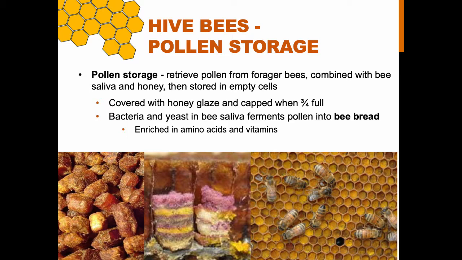And then they just let it sit for a while. During this time, the pollen is going to ferment, because it's been mixed with saliva. So they've introduced some bacteria, some yeast, and it's going to ferment into something that we call bee bread. Basically, bee bread partially digests the pollen so that the amino acids, the vitamins, the minerals become much more available to the bees. So it's sort of a way of making a superfood for bees.